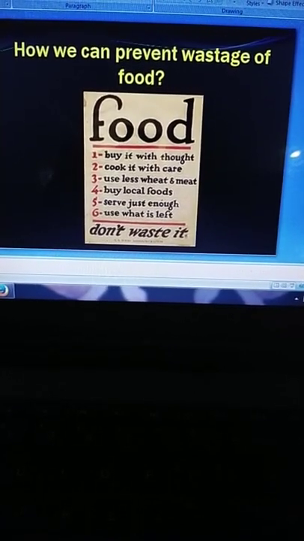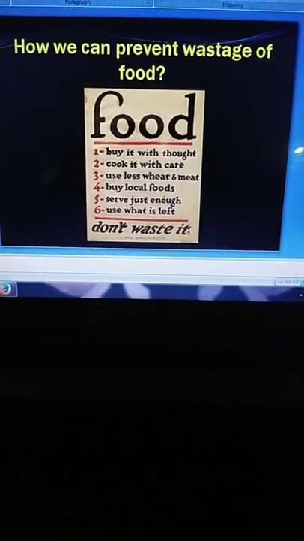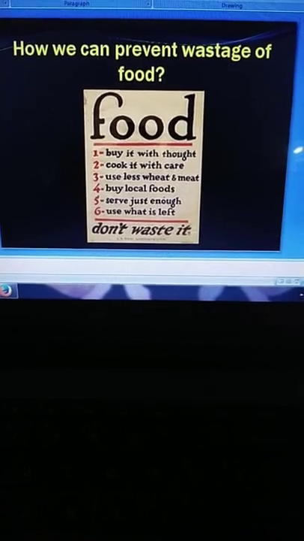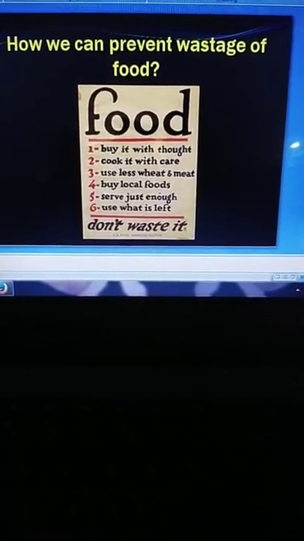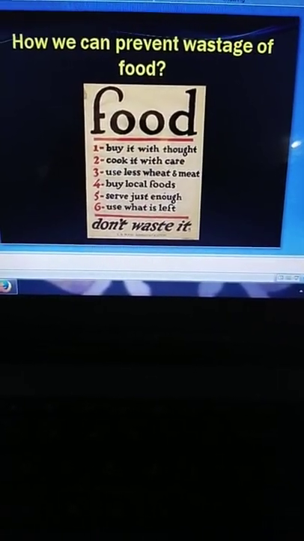Number 5, serve just enough. Serve someone only as much as that person can eat. Don't give the person a lot of things to eat. Serve that much, as much as he can eat.